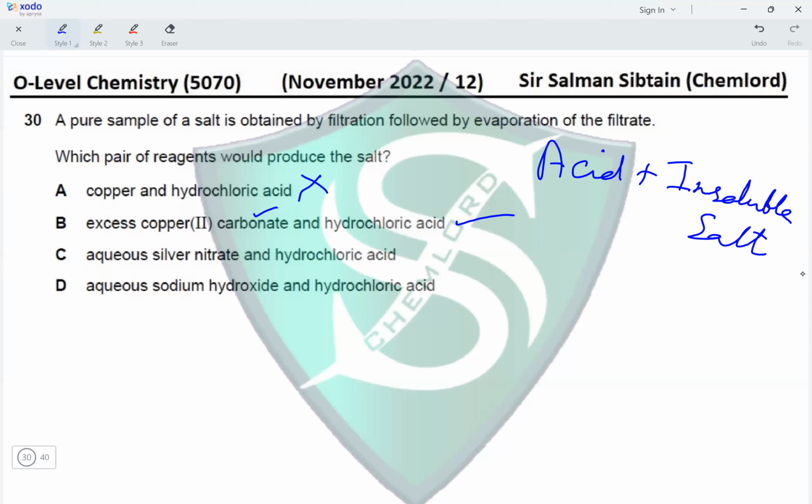Option C. Aqueous silver nitrate, soluble, and hydrochloric acid. No, this is a soluble salt reacting with acid. And D, aqueous sodium hydroxide and hydrochloric acid. This is not a salt reacting with an acid. This is an acid-base neutralization reaction. So this is also wrong. So option B is the correct option for this question.